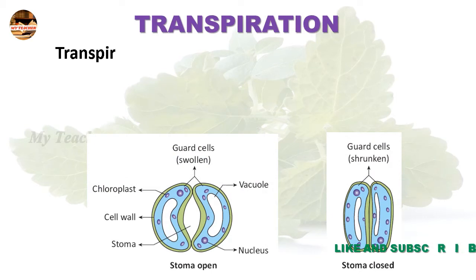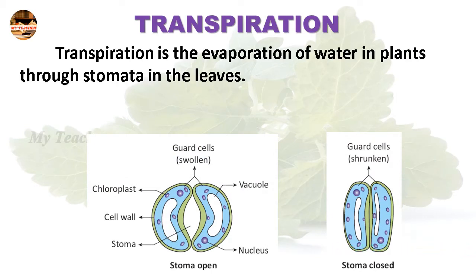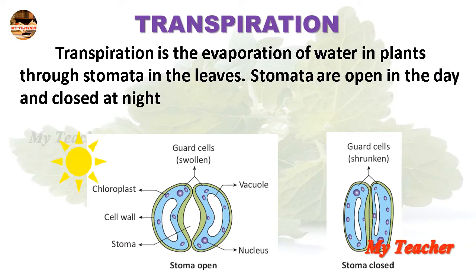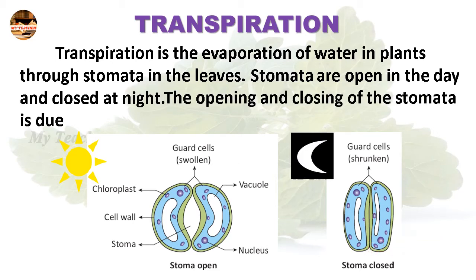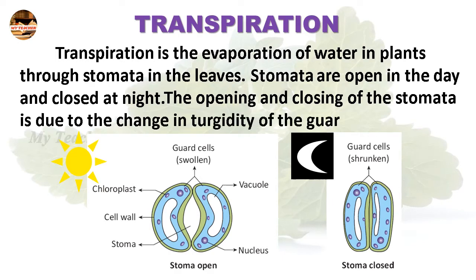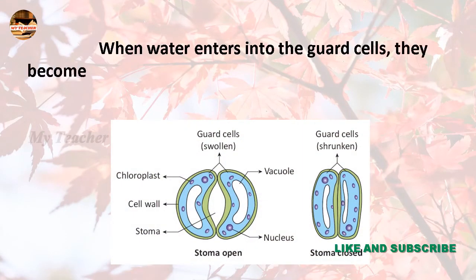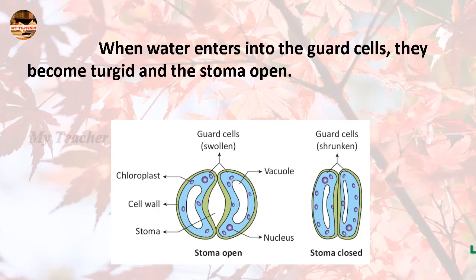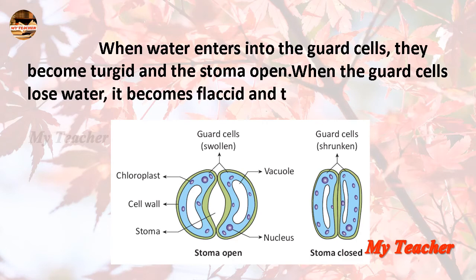Transpiration. Transpiration is the evaporation of water in plants through stomata in the leaves. Stomata are open in the day and closed at night. The opening and closing of the stomata is due to the change in turgidity of the guard cells. When water enters into the guard cells, they become turgid and the stoma opens. When the guard cell loses water, it becomes flaccid and the stoma closes.